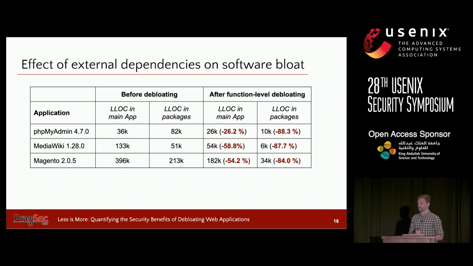We also noticed that external packages are one of the big causes of bloat in applications. So we looked at the lines of code within applications that are contributed by external packages and compared that to the lines within the main part of the application. So for PHP we see that roughly twice the number of lines from the main application is coming from external packages. And even for MediaWiki and Magento, there is still a big part of the source code residing in external packages. But once you do the function-level debloating, you see that more than 80% of the lines of external packages are removed, and still a good number of the main application is debloated.